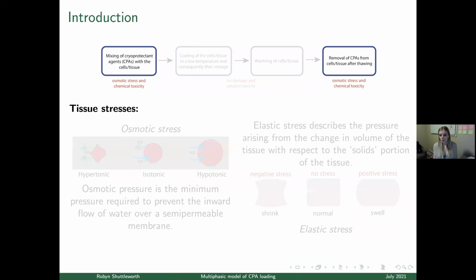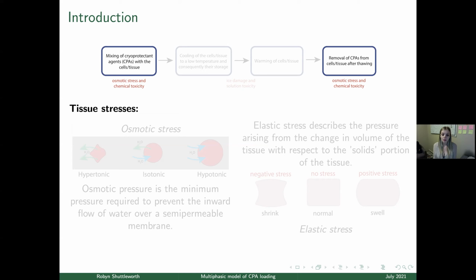In order for us to perform successful cryopreservation, there are 4 different stages that we have to perfect. And we are going to be focusing on the first and the last stage, which involves the addition and removal of cryoprotective agents. Now, these stages come with a few challenges that we have to try and overcome. The first of which is chemical toxicity. The CPAs are highly toxic to the biological sample, and they will cause irreparable damage to our cells or tissue. The second type of challenge that we have to try and overcome is osmotic stress.